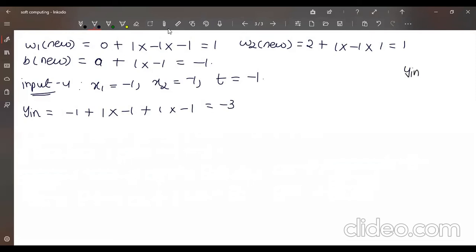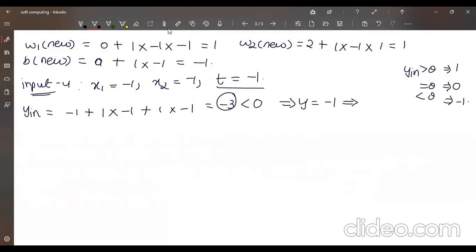Now we have to find the y value with the help of the bipolar function, right? If y is greater than theta, our y value is 1. If it is equal to theta, it is 0. And if it's less than theta, it is minus 1. Here we have got minus 3, which is less than 0, so our y value is minus 1. Our target value is also minus 1, so we have achieved the condition y is equal to t for the fourth input, right?